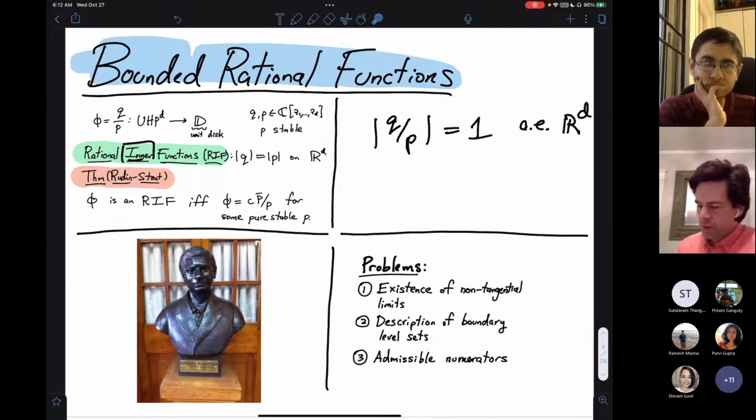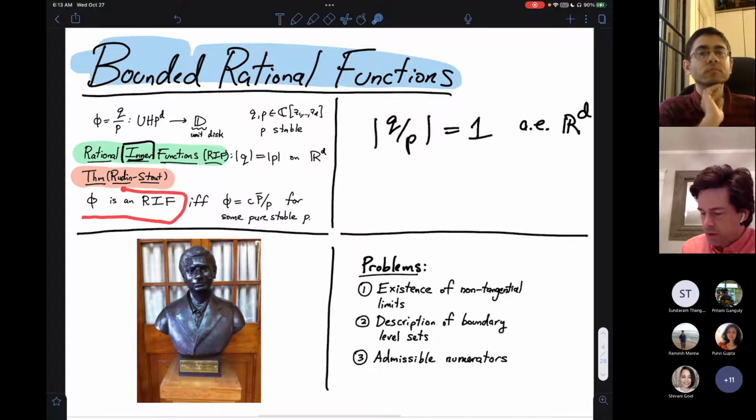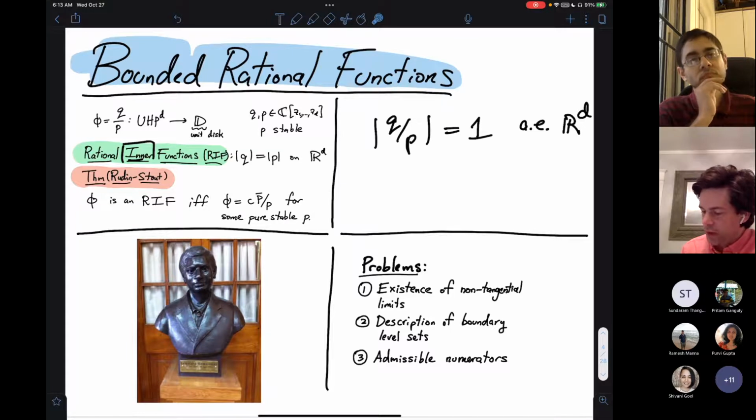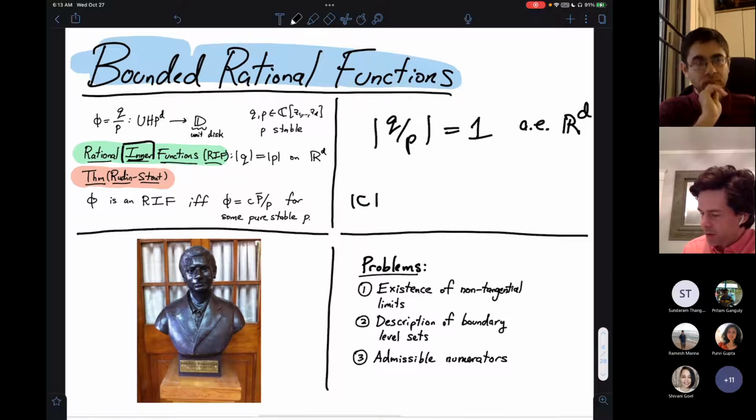And then there's a theorem of Rudin, usually stated in the polydisk setting, but you can say it here, that a rational function is a rational inner function if and only if it's of the form P bar over P, and we also allow this constant in here to have modulus 1.